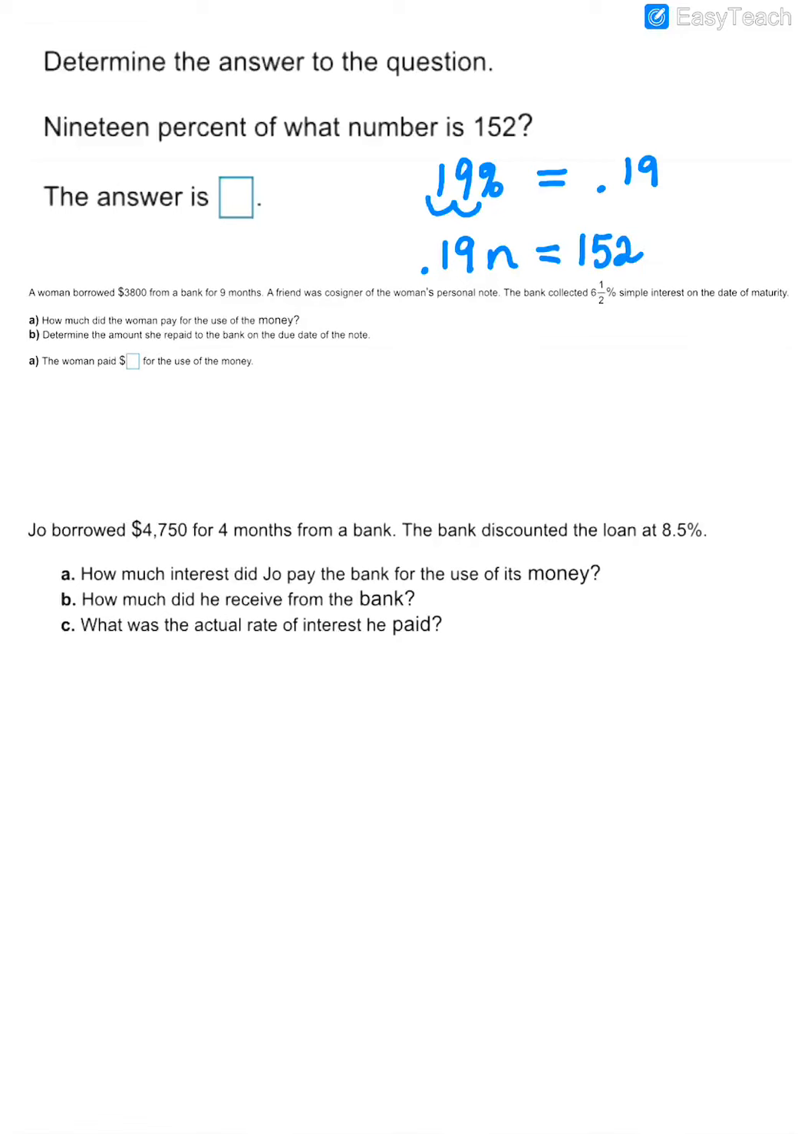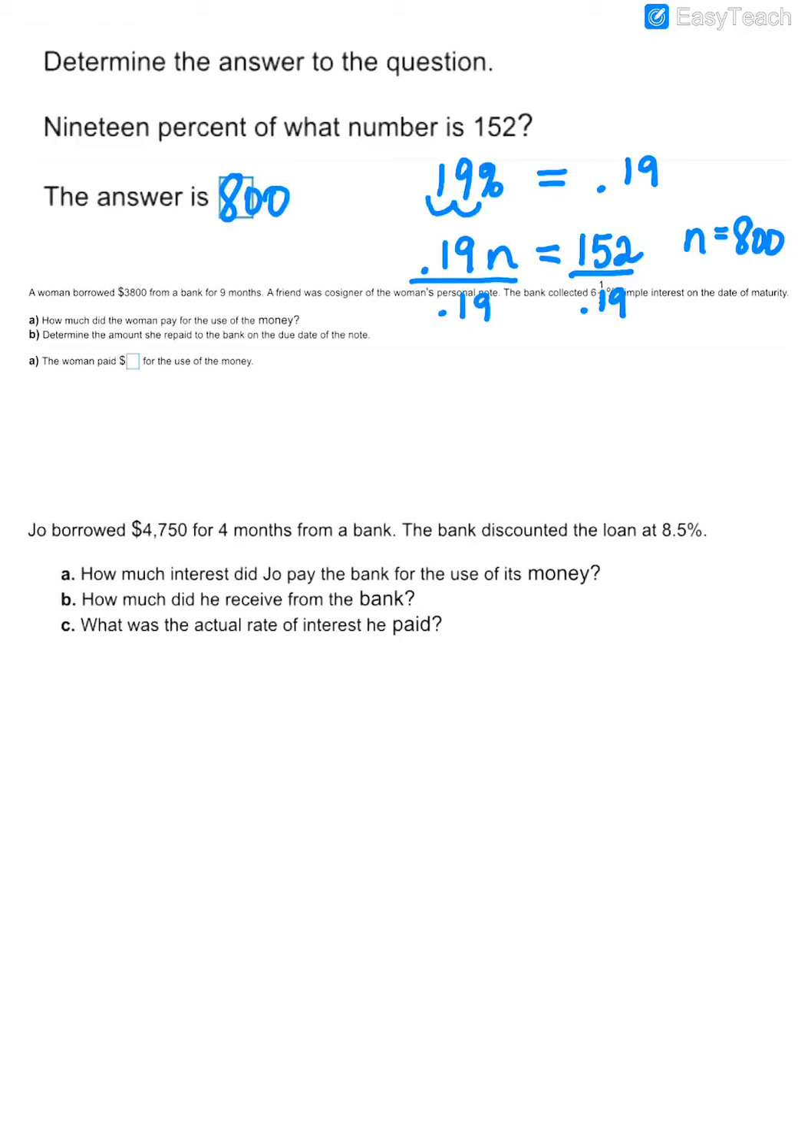So we're going to solve this algebraic equation. In order to get n by itself, we will divide both sides by 0.19. So if we get on our calculator and we take 152 divided by 0.19, that number would have to be 800. So 19% of 800 would equal 152.